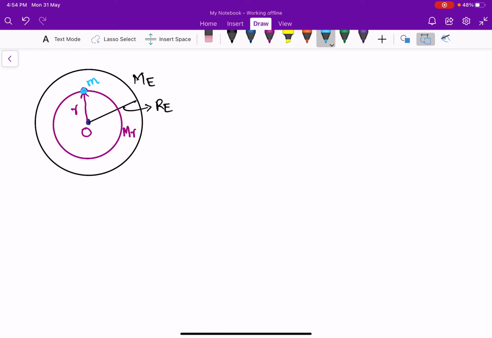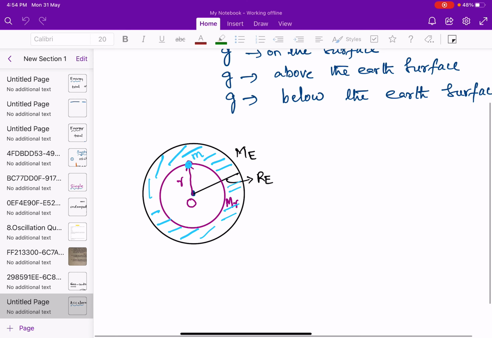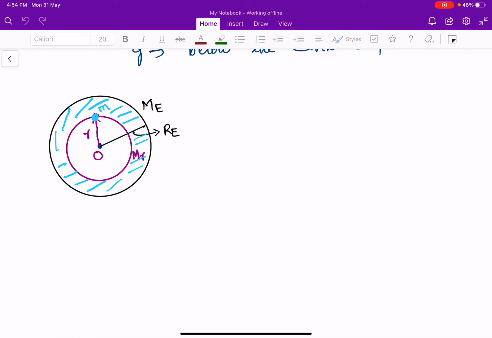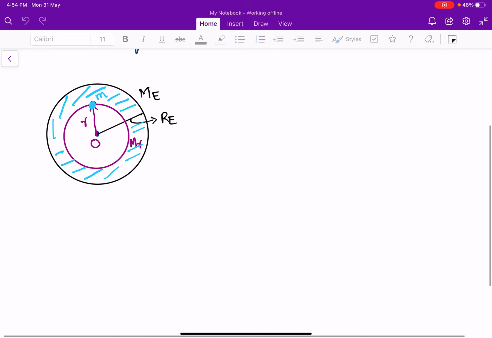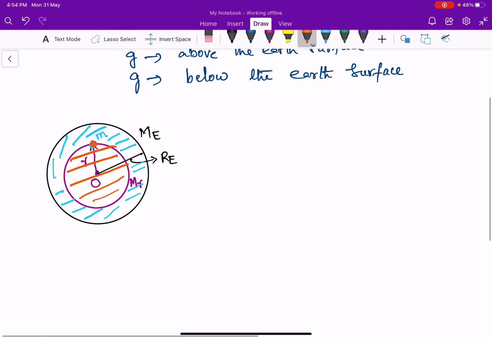We discussed in the previous video that there is no force exerted by this outer region on the particle of mass m, as this mass m is kept inside this dotted region. The force is exerted only by the spherical shells of this inner region, because this mass is outside all those spherical shells, just on the edge of them.